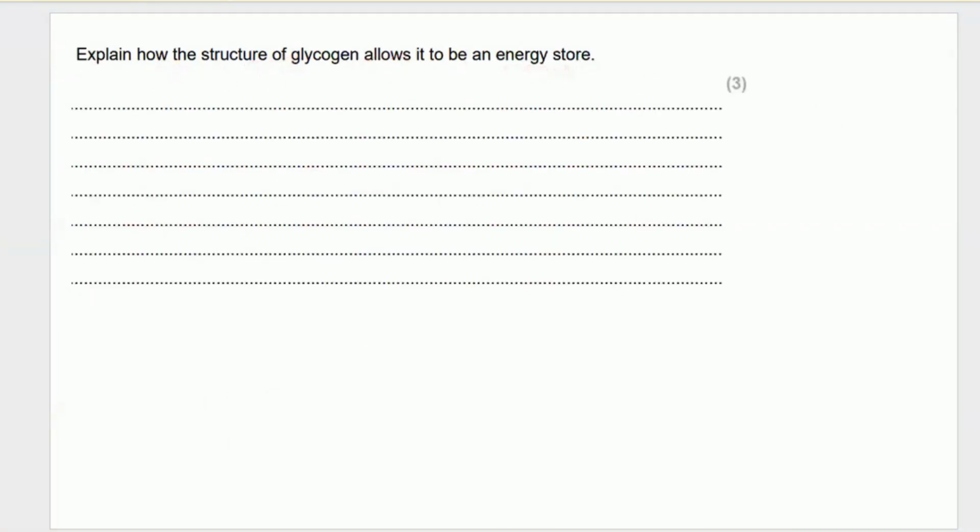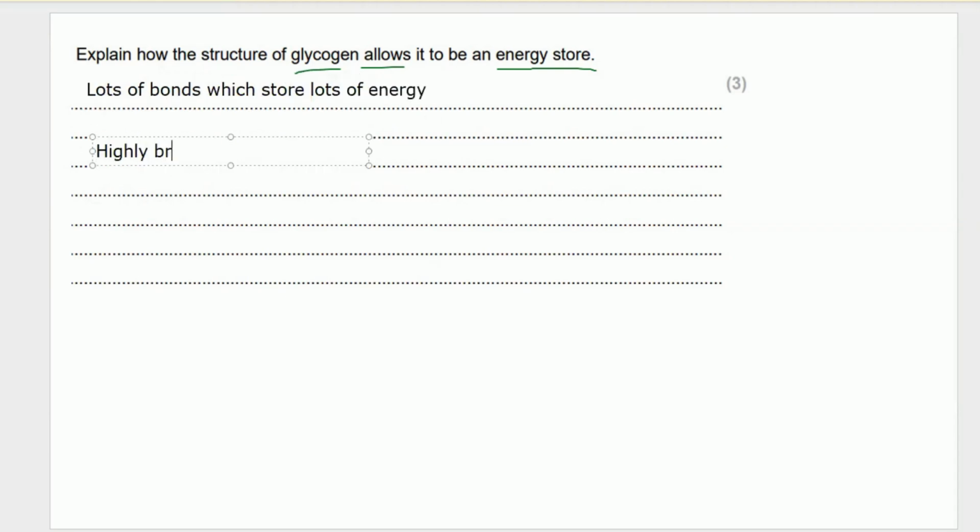Okay, here we go. Explain how the structure of glycogen allows it to be an energy store. So what are some of the funky things about glycogen that make it good as a store of energy? Right, number one, it's got lots and lots of covalent bonds, all containing lots of energy. So when you hydrolyze those, you release that energy. So it's exothermic. You're going to release that energy when you break those glycosidic bonds down.